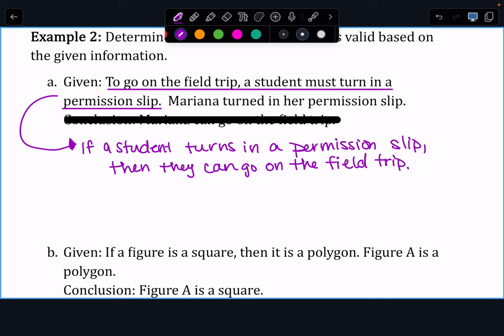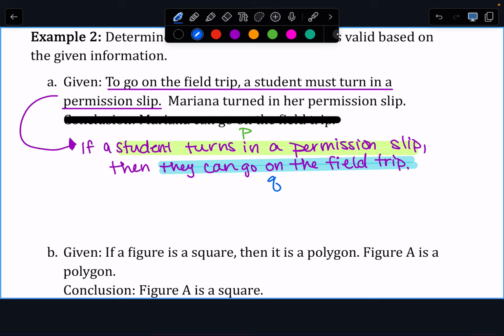All right, so I would say a student turning in a permission slip, that's P. Do you agree? Yeah. And then they can go on the field trip is Q. Okay, so we all agree. So now we have a P implies Q. We have a specific statement: Mariana turned in her permission slip.